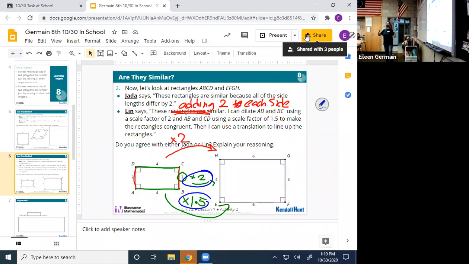So yes, they're both rectangles and they look relatively the same, but we need to test it. So you need to say to yourself, is there a number that I can multiply every single side by to get that larger or smaller number? So we're going to say, do we agree? We don't agree with either of them. They're both wrong.